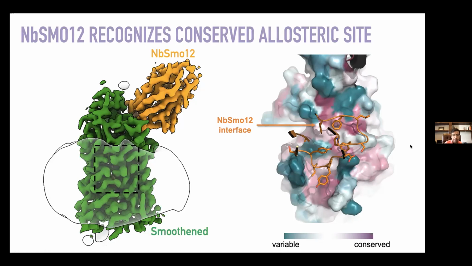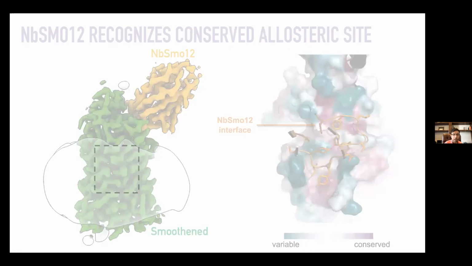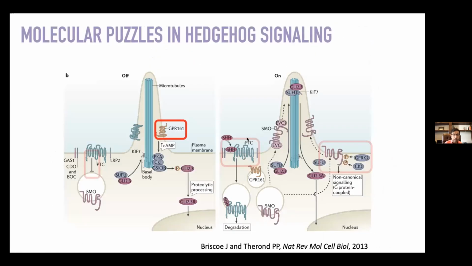Okay, so I told you now about a couple of small mysteries that we've solved. We've worked a little bit on how Patched actually functions. A lot of work that we've dedicated to understanding how SMOOTHENED is activated, both at the level of what are the conformational changes in SMOOTHENED that occur upon pathway activation, and how can new, poorly described allosteric sites impinge on pathway activity, with some exciting results perhaps for using very small membrane protein fiducials to drive particle alignment.